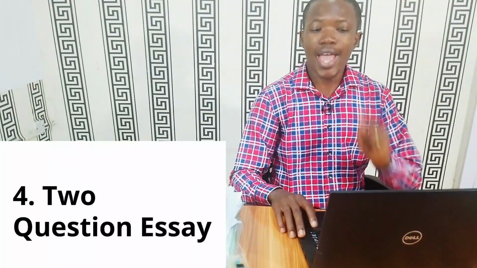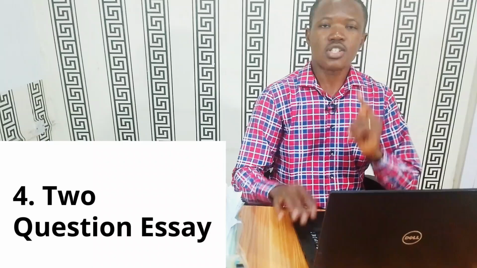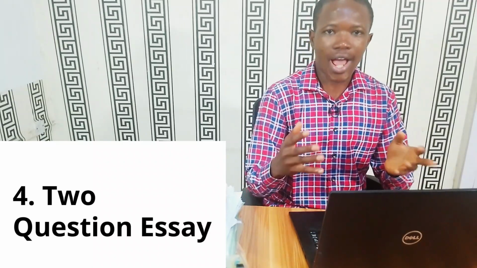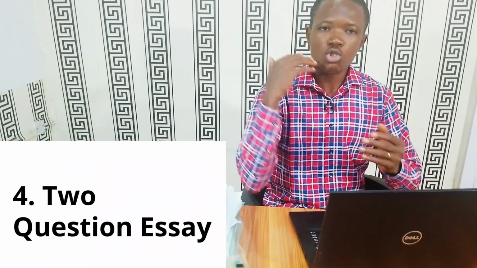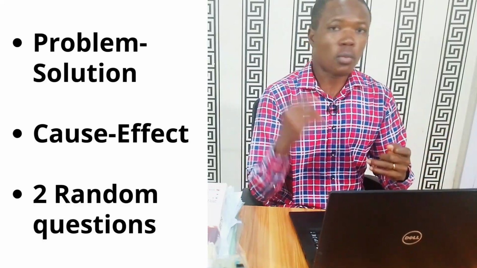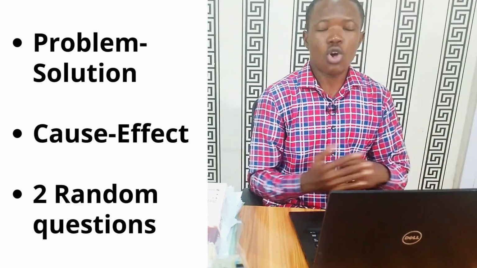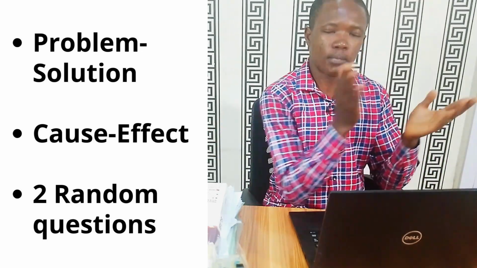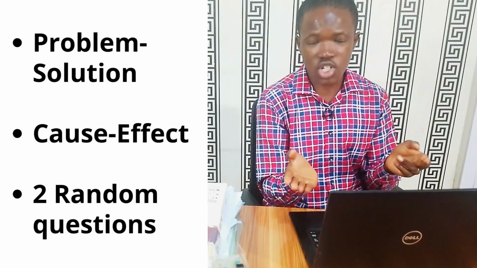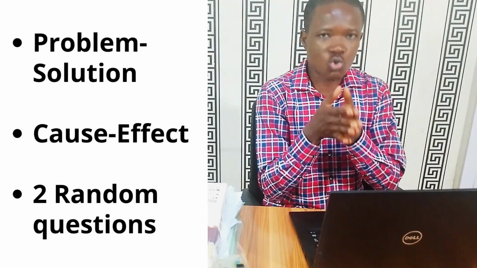Now the last type of essay, and that is the two-question essay. Now this type of essay is very, very popular on the IELTS test, whether you're an academic candidate or you're a general training candidate. And the two-question essay is such that it usually comes with two questions. Some persons call it a problem-solution essay. Some other persons call it cause-effect. Some others call it two random questions. Some other times you could have a blend of an opinion essay and an advantage-disadvantage essay put together as a two-question essay. But this is an example of how it looks like.